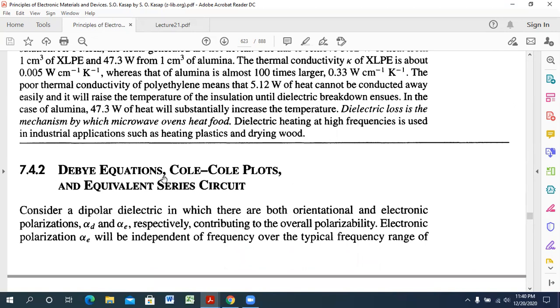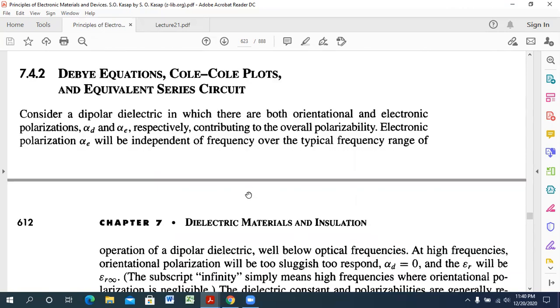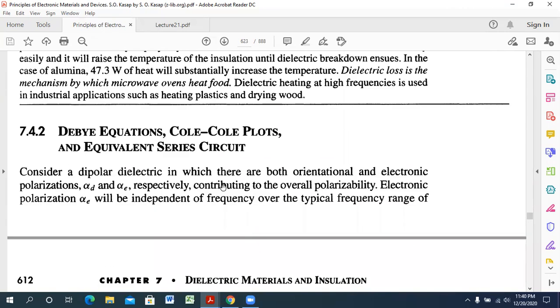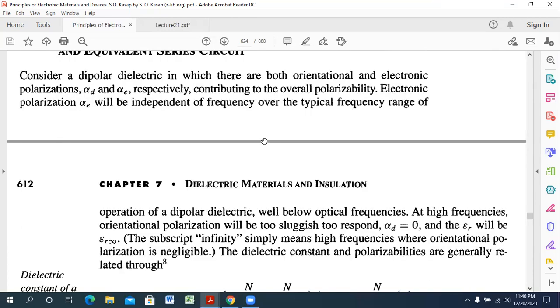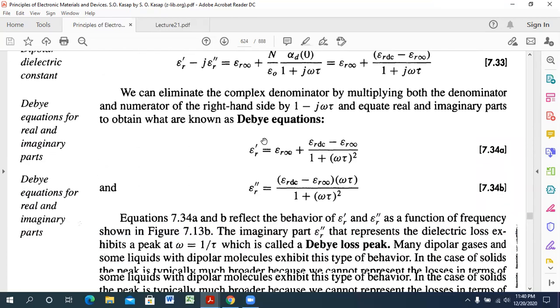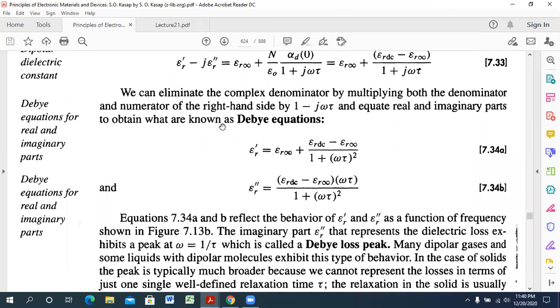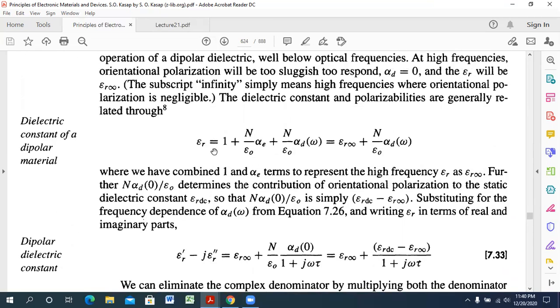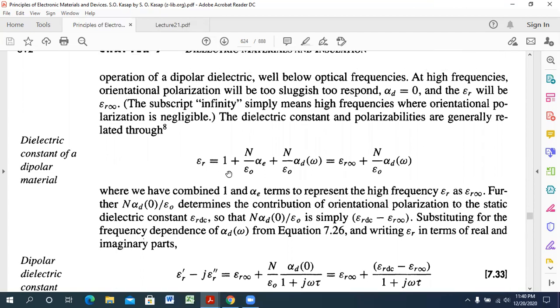That means the Debye equations, the Cole-Cole plots and the equivalent series circuit. We will not go into details of these things. The only thing you need to know, for those doing your thesis on photonics, plasmonics or material science, is that this Debye equation is very important. And I think all of you know about this Cole-Cole plot from your Electronics 2 course or from your control system course. The dielectric constant here means the epsilon r at infinite frequency.